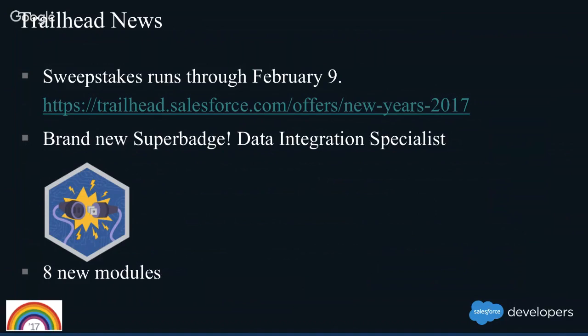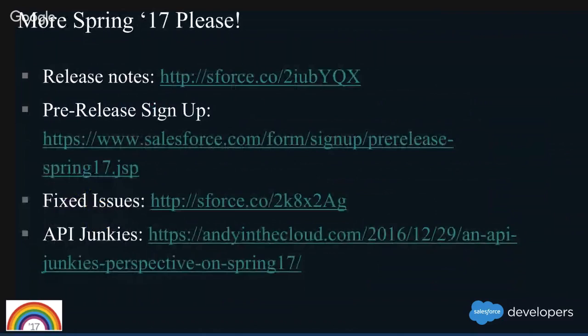And finally, I have some links here for different things with Spring 17. I'd encourage you to go and look at the release notes. I don't know if everybody knows this, but there's always a list of fixed issues. If you just Google Salesforce known issues, you'll get to a link for the open issues that Salesforce has acknowledged and is in the works of fixing, or maybe not. And with every release, you can get a link to all of the fixed issues that are going to be in that release. So that's kind of nice.